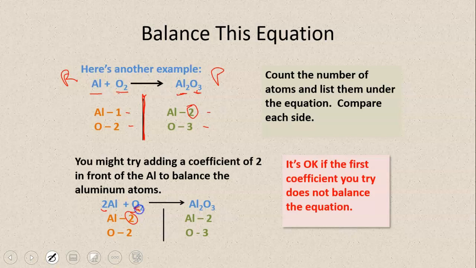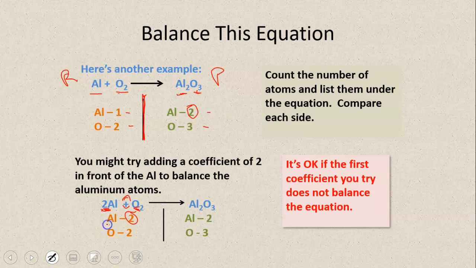Our oxygen didn't change, okay? That 2 only goes with the aluminum. There is a plus sign in between those two things, which means that the O2 is a completely different molecule. So that 2 out in front, that coefficient of 2, only goes to the aluminum in this case. It only goes to the one substance. It doesn't go to all kinds of substances. On the product side, we still have exactly what we had before because we didn't change anything on the product side.